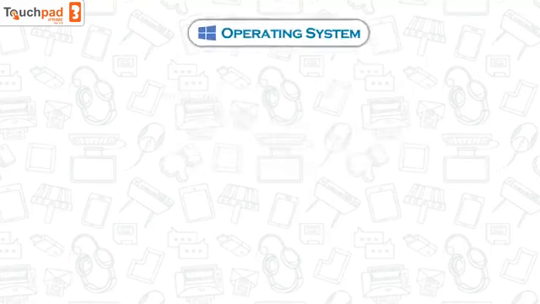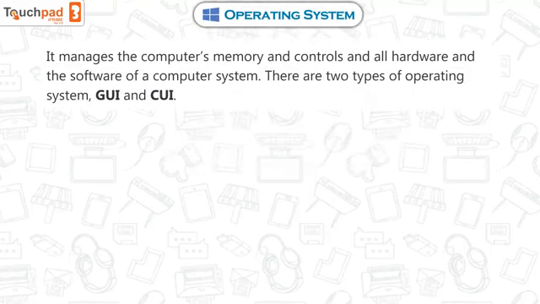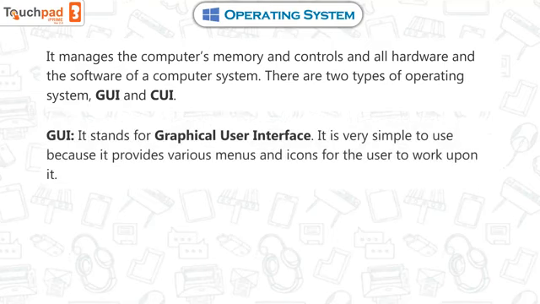Operating system. It manages the computer's memory and controls all the hardware and the software of a computer system. There are two types of operating system, GUI and CUI. GUI stands for Graphical User Interface. It is very simple to use because it provides various menus and icons for the user to work upon.